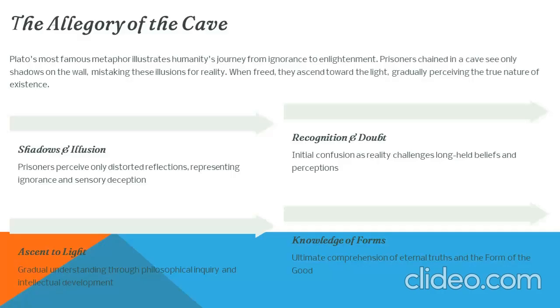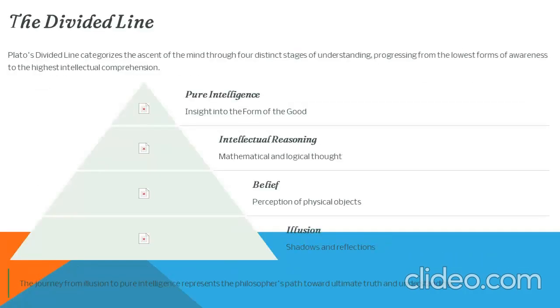Shadow and illusion: the prisoners perceive only distorted reflections, representing ignorance and sensory deception. Recognition and doubt: initial confusion as reality challenges long-held beliefs and perceptions. Ascent to light: understanding through philosophical inquiry and intellectual development. Knowledge of forms: ultimate comprehension of eternal truths and the form of the good.